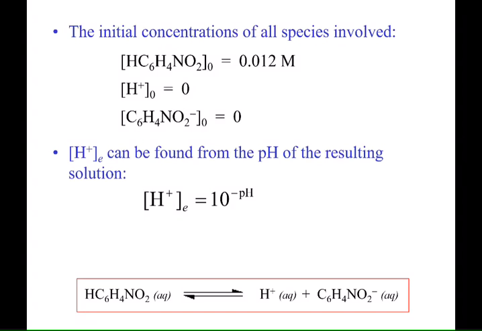Okay, so those are initial concentrations. And it seems kind of strange. This slide is reminding me I'm going to put 0 here and 0 here, because I'm going to say it started out as that 0.012 molar of your weak acid. You didn't have any hydrogen ion, which you had a little bit because of autoionization, but not much. And you definitely didn't have any of that C6H4NO2 minus.